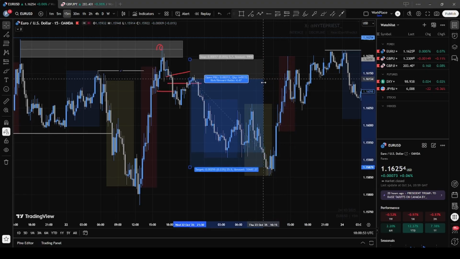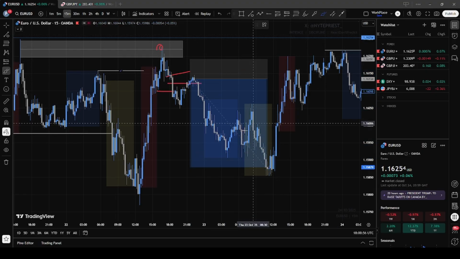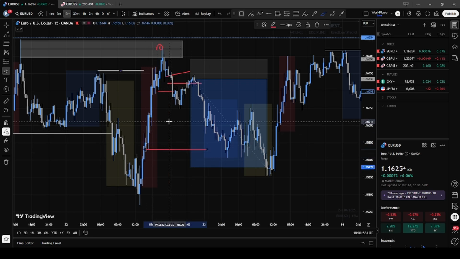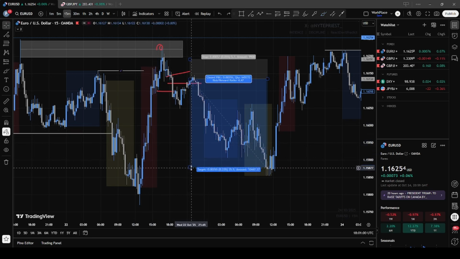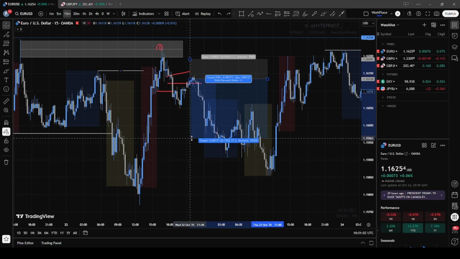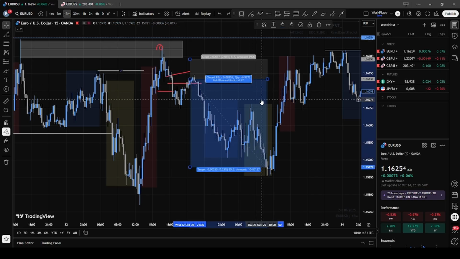So I took partials here. Now the partial was on 1:3 risk to reward. Here, I took 1.5, and then I waited for the full take profit. So I was at 3.5 risk to reward instead of 4.47 risk to reward. It was 4.4 something in total, but it was above 4 risk to reward.